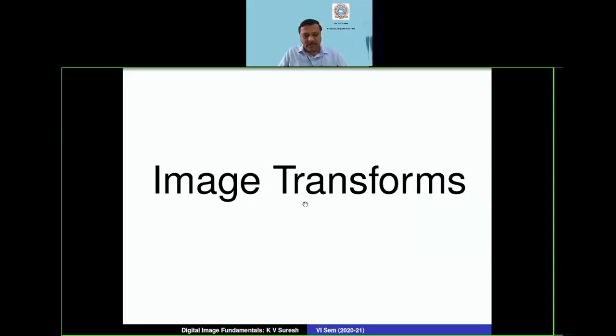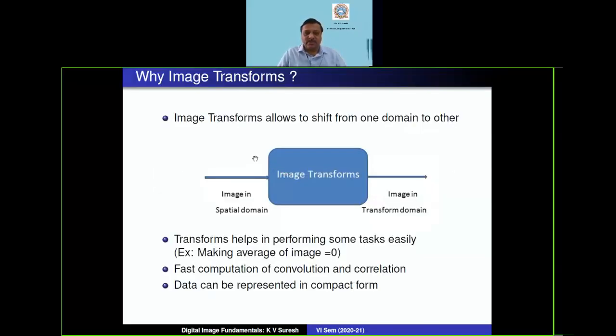In fact, you have already learned various transforms. For example, Fourier transform you have studied in signals and systems. You have studied Laplace transforms, I think, in network analysis. You have studied Z transforms also in signals and systems. So as you can see, these transforms are actually taking the signal from one domain to other domain. Okay, so you are allowing the signal to go from one domain to the other domain.